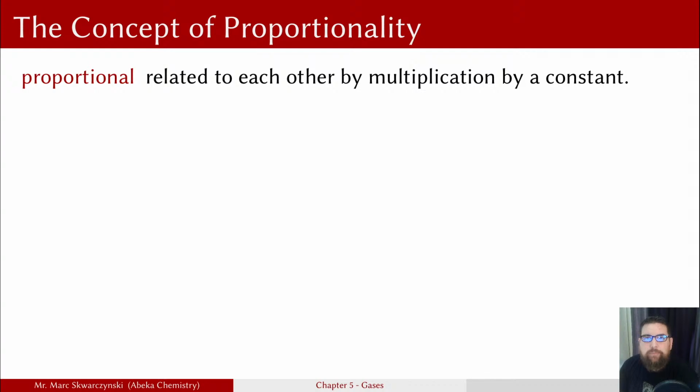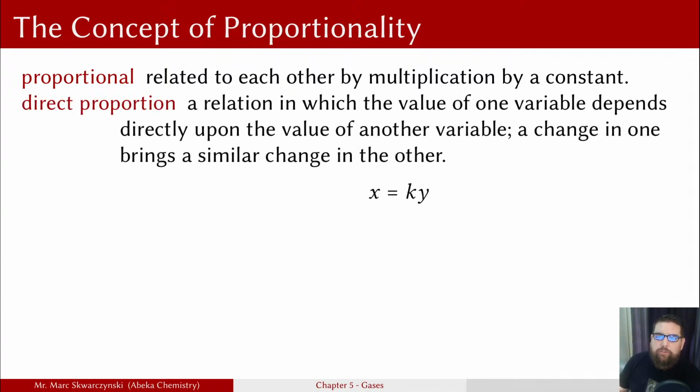When we say something is proportional, we mean that it is related to each other by multiplication by a constant. And that's a number that has a fixed value in a given situation. And so there are two types of proportions. The first type is called a direct proportion. A direct proportion is a relation in which the value of one variable depends directly upon the value of another variable. A change in one brings a similar change in the other.